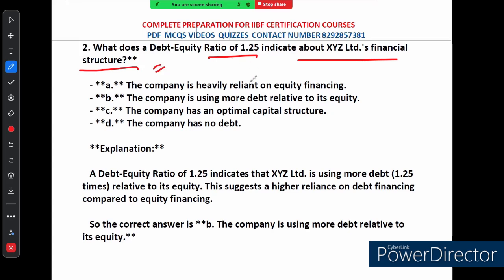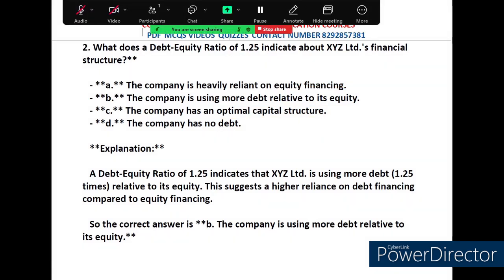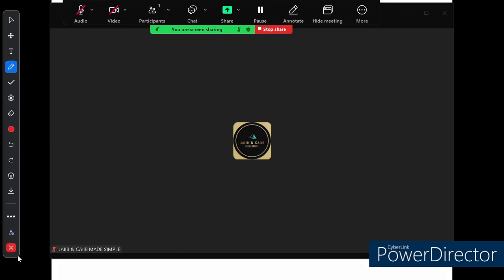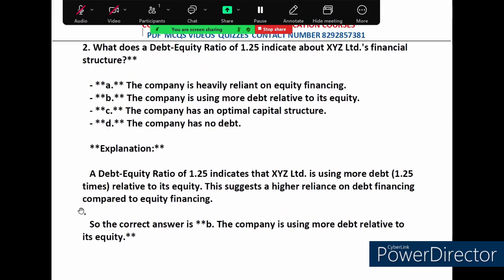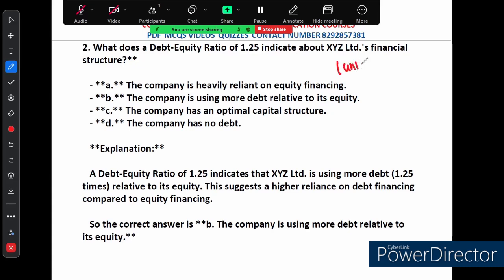Options are: the company is heavily reliant on equity financing, the company is using more debt relative to equity, the company has an optimal capital structure, the company has no debt. The debt equity ratio, that is DER, is 1.25. What does it mean? It clearly means that for every one unit of equity, the company has 1.25 units of debt. सिंपल सा मतलब है कि एक यूनिट इक्विटी के लिए कंपनी के पास 1.25 यूनिट है डेप्ट का.